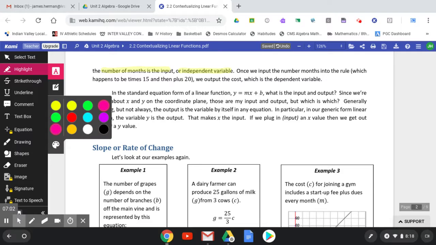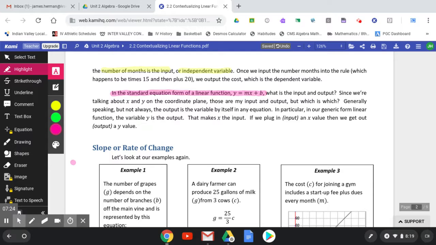All right, I want to highlight something. I'm going to use pink here because I want to help you with this. In the standard equation form of a linear function, y equals mx plus b, I've got a serious problem with that, and I want to share. So you're going to want to write this down.